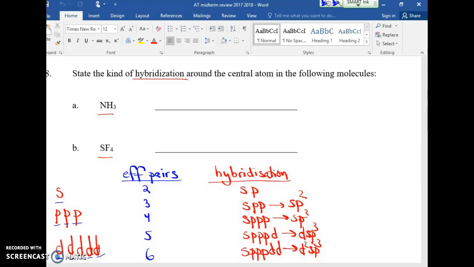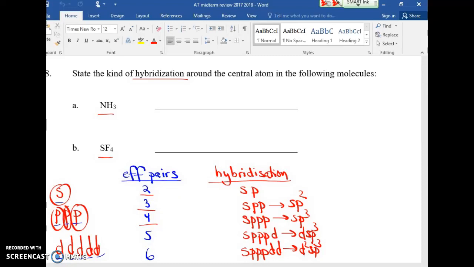It turns out that if you have what we call 2 effective pairs on your central atom, you have something called sp hybridization, meaning I took an S and a P, and I made a hybridized orbital. If I have 3 effective pairs, and I'll explain what that is in a moment, it means that I took sp and p, and I made something called sp2. If I have 4 effective pairs, I took sp, p, and p, and made something called sp3.